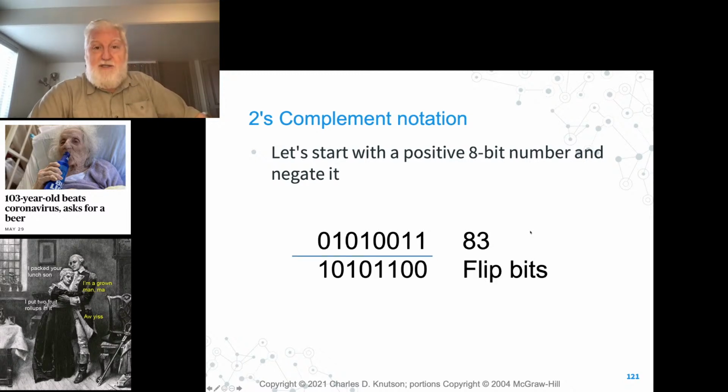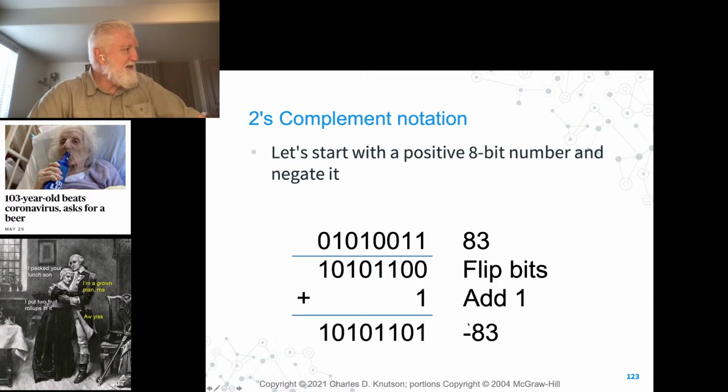We flip all the bits. Every 1 turns into a 0. Every 0 turns into a 1. We're going to find out later there's actually a name for this operation. It's called a NOT. But we flip all the bits and we add 1. Check it out. 1 plus 0 is 1, no carry, and then everything else just drops straight on. That is the representation of negative 83 in 2's complement notation.